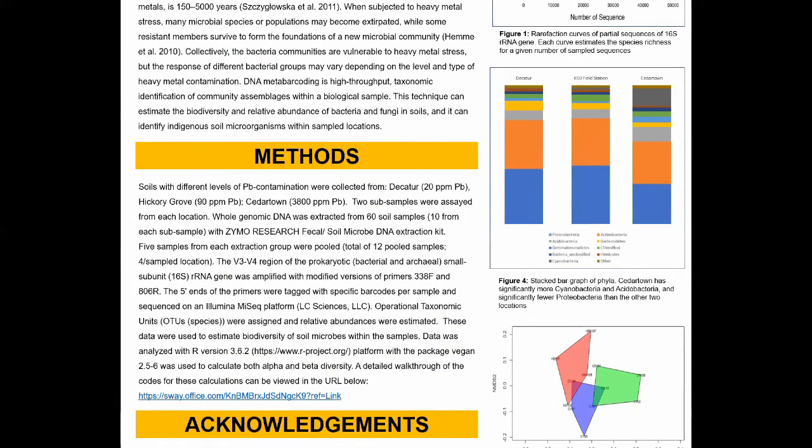Regarding the methods, 2 subsamples were assayed from each location. Whole genomic DNA was extracted from 60 soil samples, 10 from each subsample. 5 samples from each of these extraction groups were pooled, a total of 12 pooled samples, 4 per sample location. The V3-V4 region of the prokaryotic 16S ribosomal RNA gene was amplified and the fragments were sequenced. The OTUs were assigned and relative abundances were estimated. The data, which was analyzed with R version 3.6.2, was used to estimate the diversity of soil microbes within the samples.